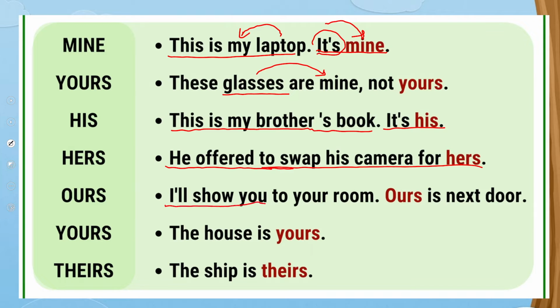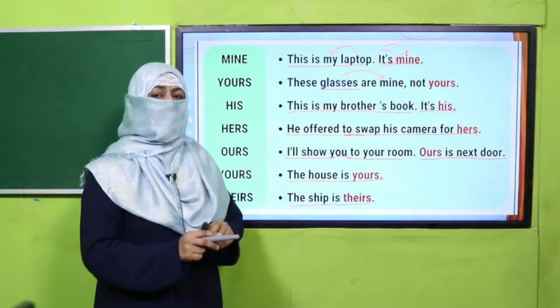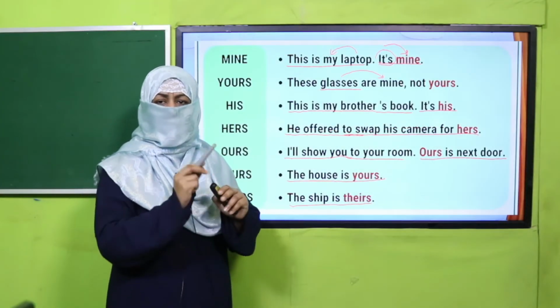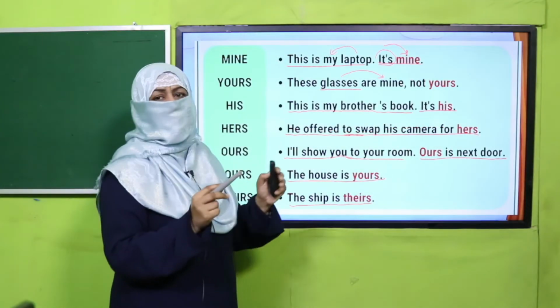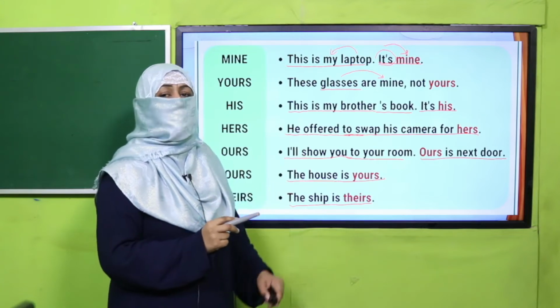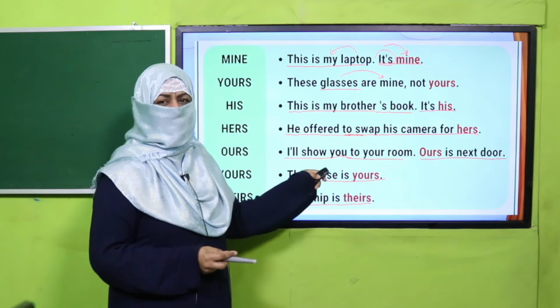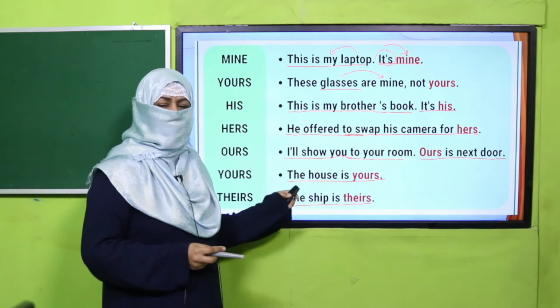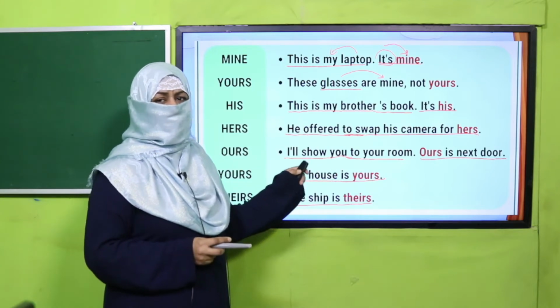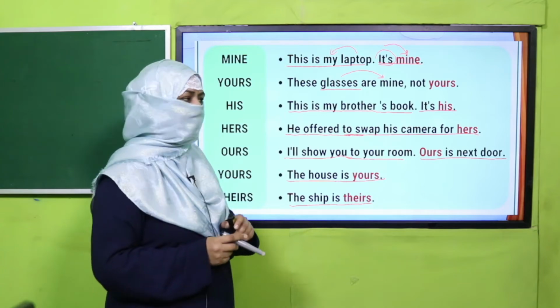I'll show you to your room. Ours is next door. The house is yours. The ship is theirs. Okay, so these are the examples of how we use noun and pronoun agreement if we are using a possessive pronoun before noun and after noun. Teachers, kindly pause the video over here and make the children practice and understand the concept thoroughly, then we'll move further.